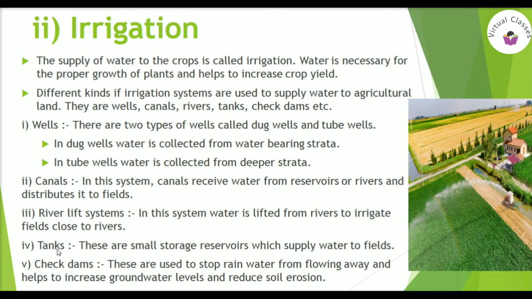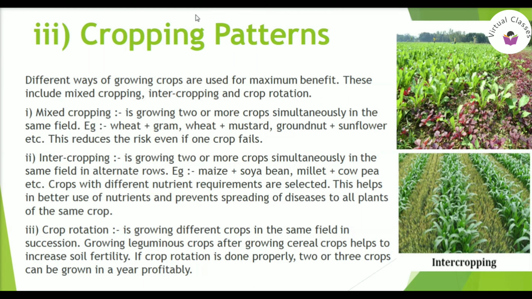Tanks. These are small storage reservoirs which supply water to fields. Check dams. These are used to stop rain from flowing away and help to increase groundwater levels and reduce soil erosion.